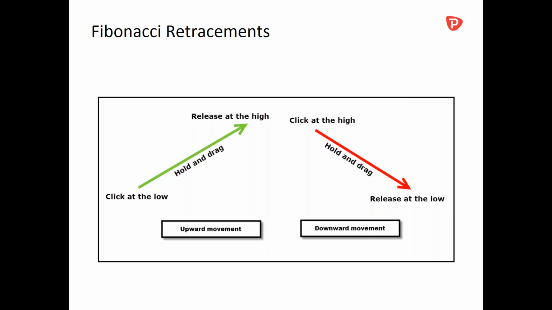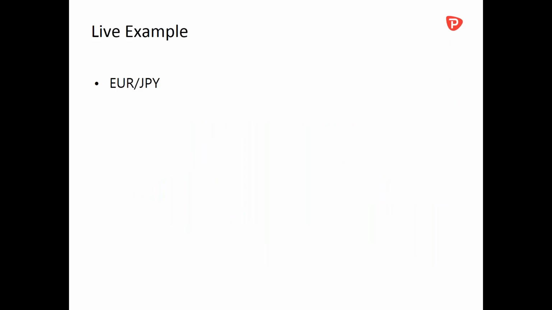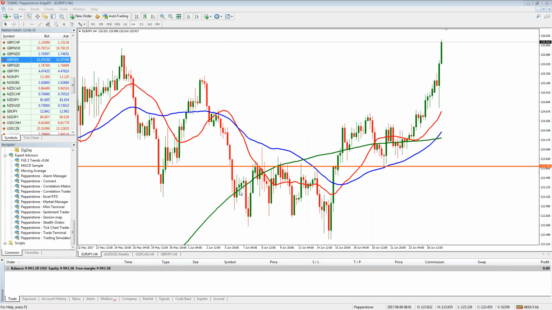So here's just a quick slide on how to draw Fibonaccis correctly. Obviously we want to draw them in the direction of the upward movement. So we start at the low point, and then we hold and drag to the high point and release at the high for the up movement, and the opposite for the downward movement. So let's just take a look now back at this Euro Yen and see whether we had Fibonacci traders with us in this particular system.